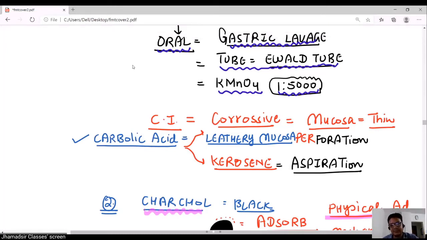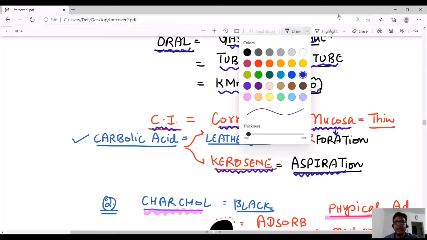Contraindication of gastric lavage. I will teach slower. First contraindication is corrosive. In corrosive, mucosa becomes thin and there are chances of perforation. Second contraindication is kerosene. In kerosene, there are chances of aspiration.